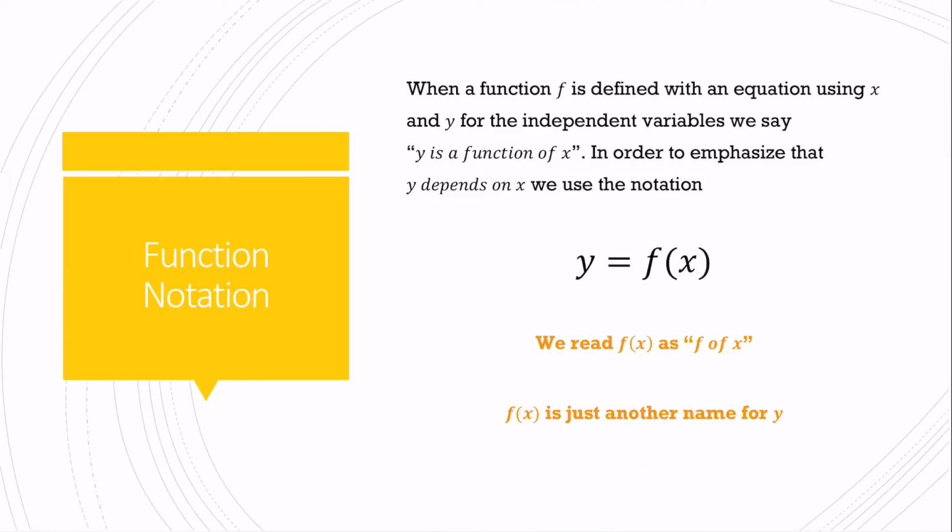So when a function f is defined with an equation using x and y for the variables, we would say y is a function of x. In order to emphasize that y depends on x, instead of using y, we can write f of x. As before, we had, let's say, y equals mx plus b. We know that the graph of all non-vertical lines is a function, and because it's a function, we can write it as f of x equals mx plus b. F of x is really just another name for y, as long as we're working with a function.